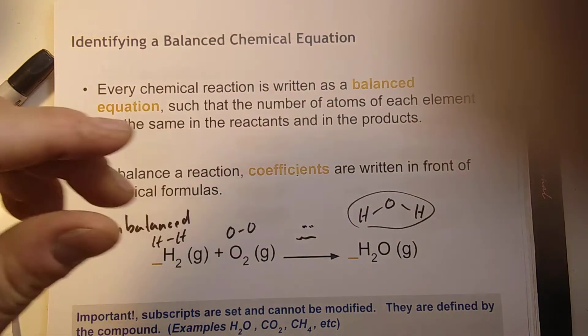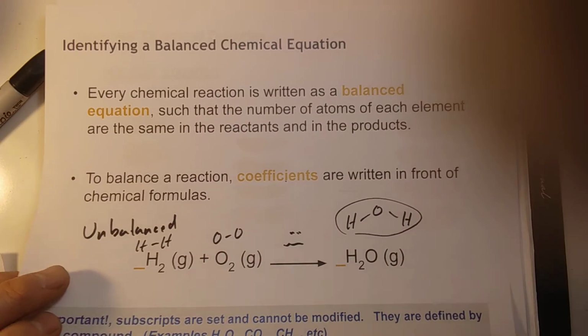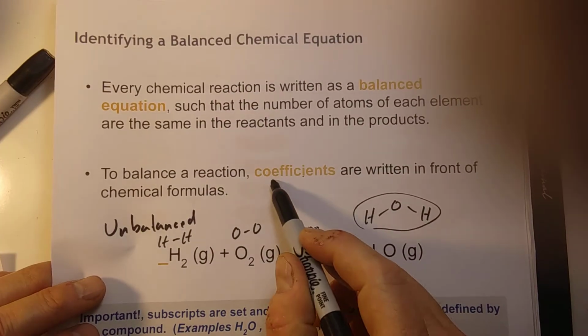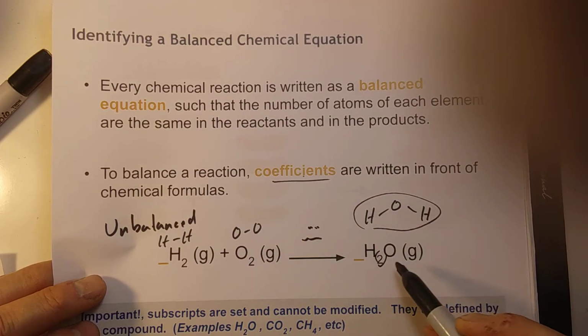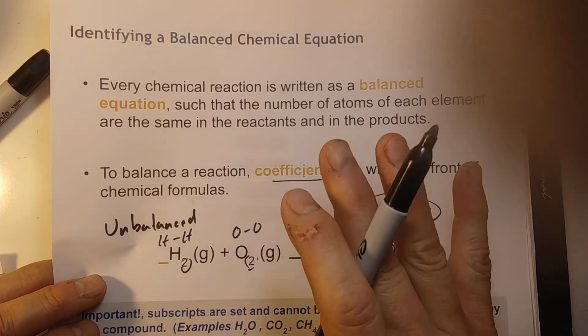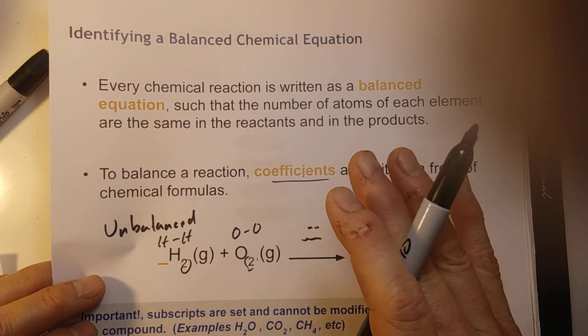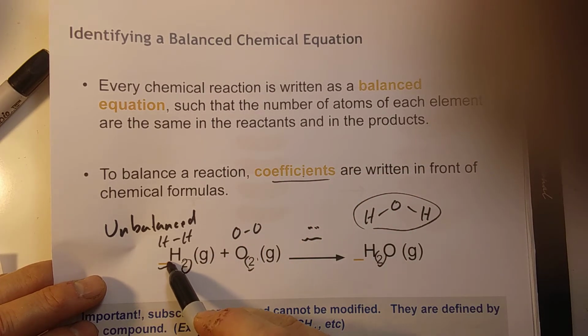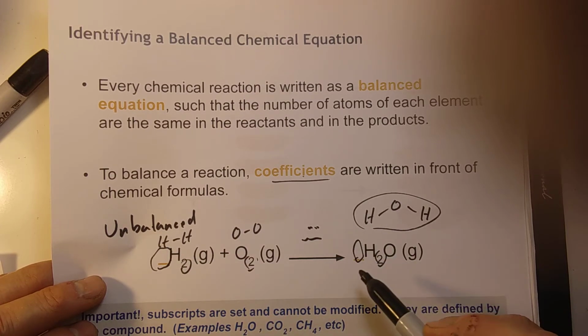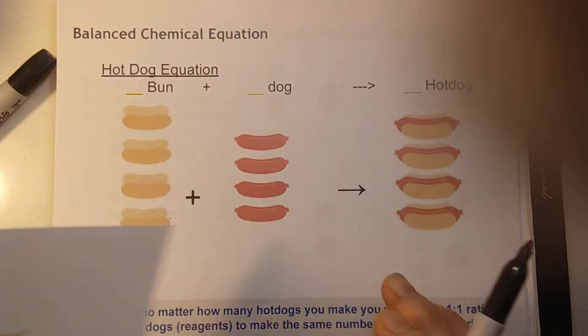We're going to learn how to balance these. Oh, and we can't change the compound. You don't use these numbers to change anything. They come set. They're part of the molecule. But we can change what's called the coefficients, the numbers out in front of the molecules.